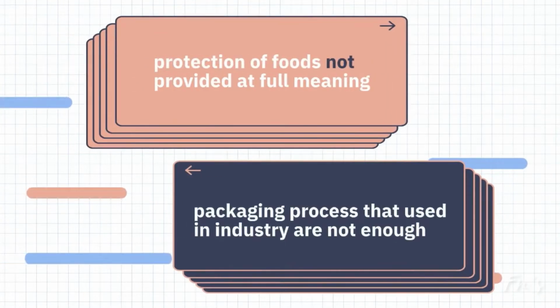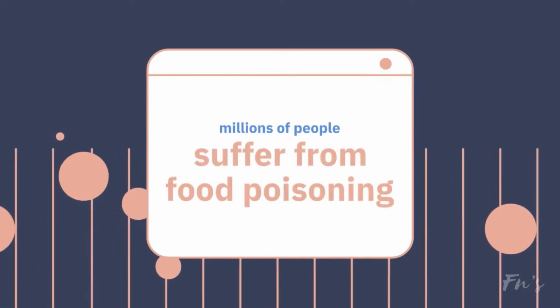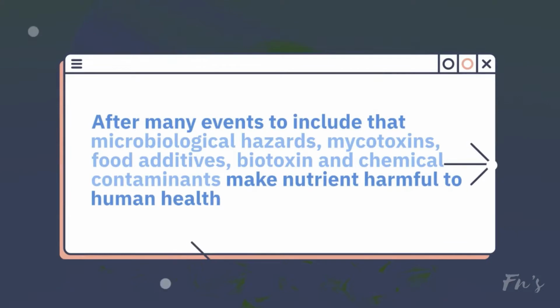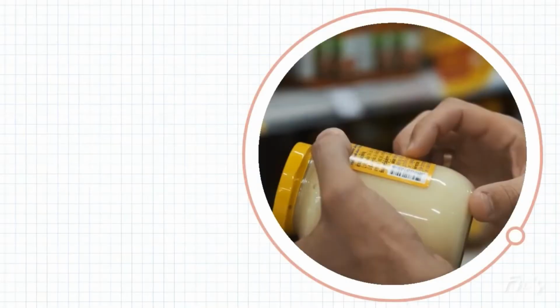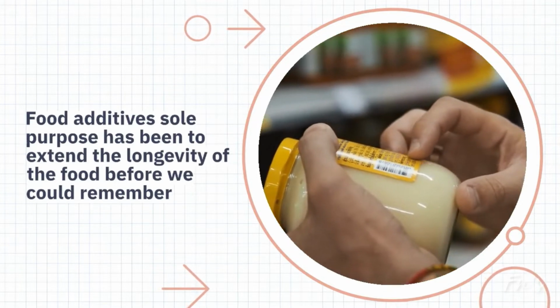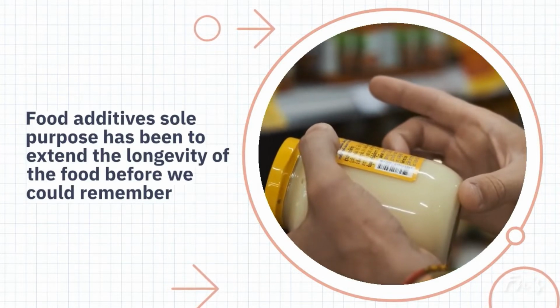Did you know the protection of food is not provided in full meaning? Packaging processes used in industry are not enough, and millions of people suffer from food poisoning. After many events, microbiological hazards, mycotoxins, food additives, biotoxins, and chemical contaminants make nutrients harmful to human health. Food additives have been around for many years, and their sole purpose has been to extend the longevity of the food before we could remember.